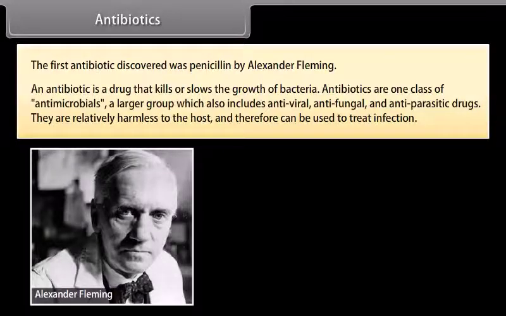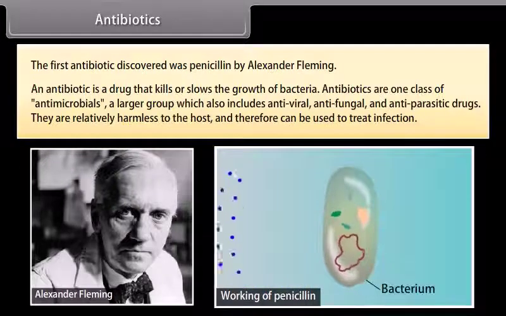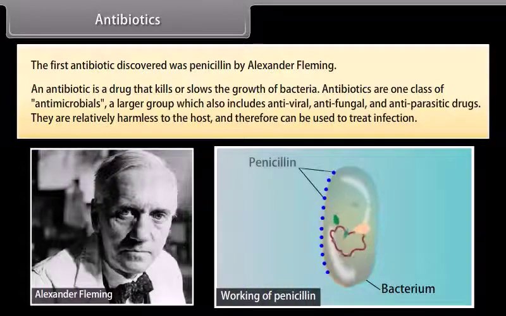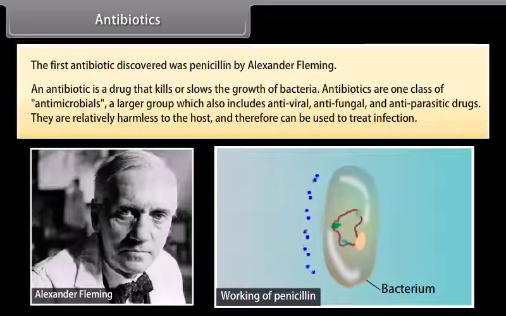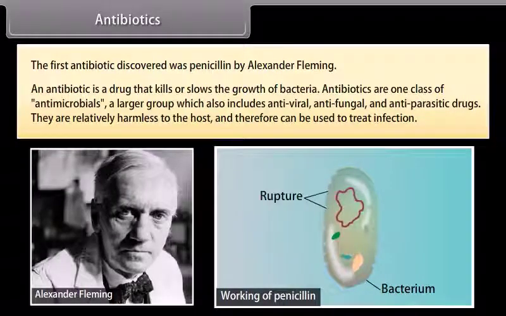Working of penicillin. It works by preventing the production of a substance that forms the cell wall, peptidoglycan. This means the cell will continue to grow without dividing or developing a new cell wall. Therefore, the wall gets weaker and eventually ruptures.